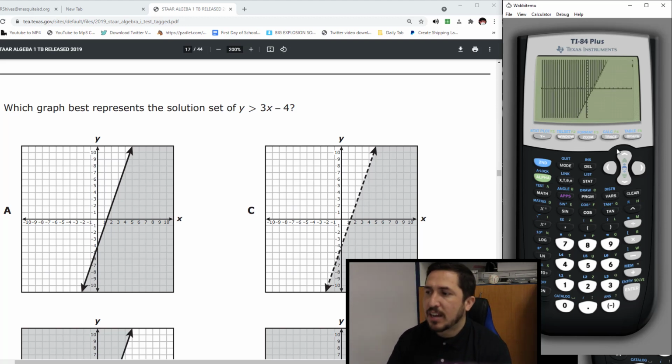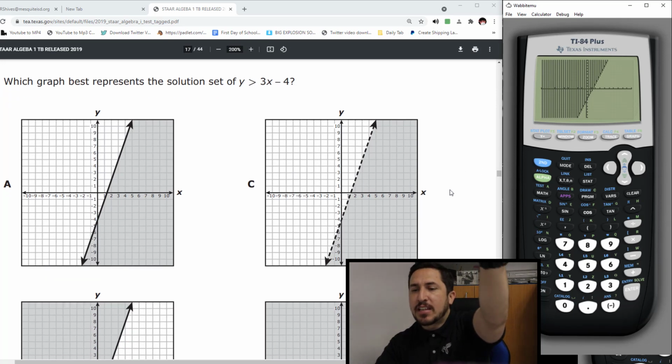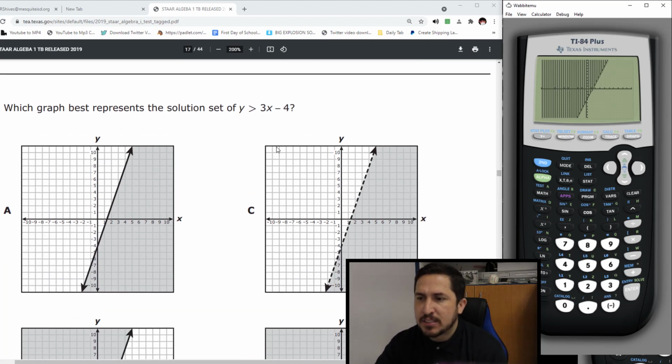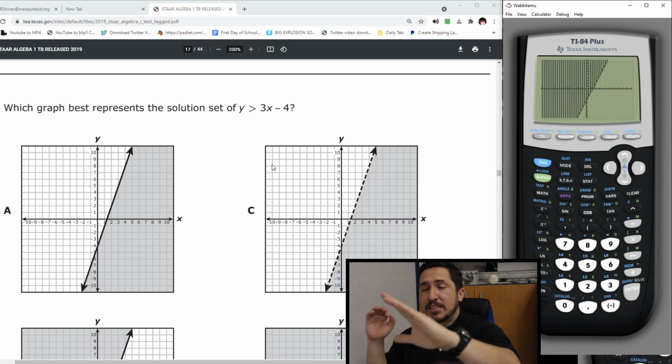Look what it looks like. It looks like this with the shading on the top. Who looks like this? B and D look like this with shading on top. Now you have to go back here and know something about this symbol. That symbol means that the line is being constructed. It means that it's under construction.